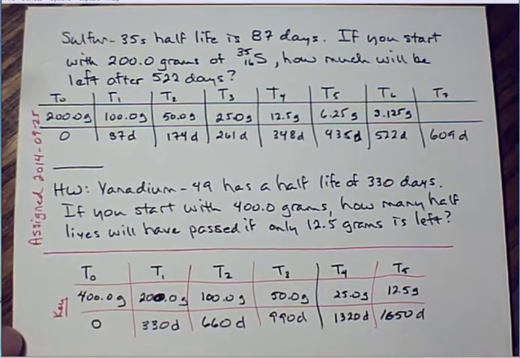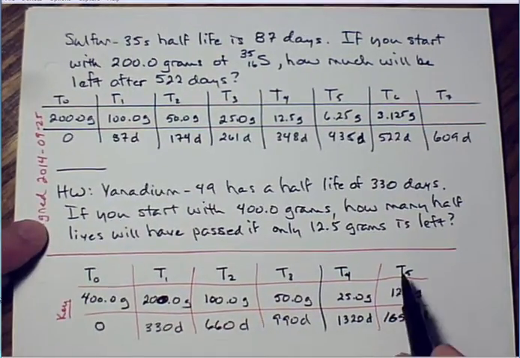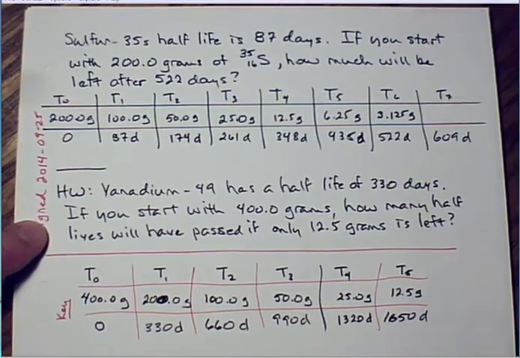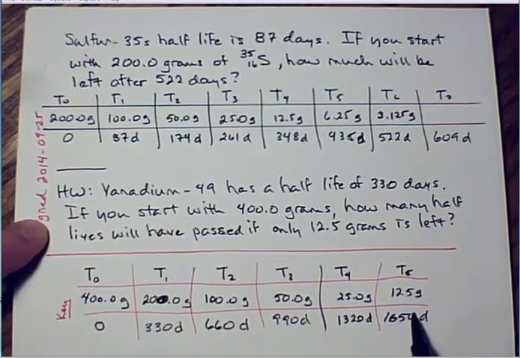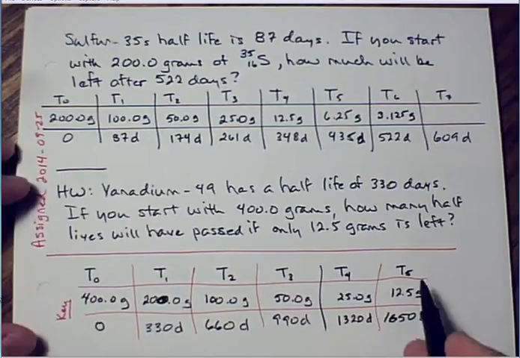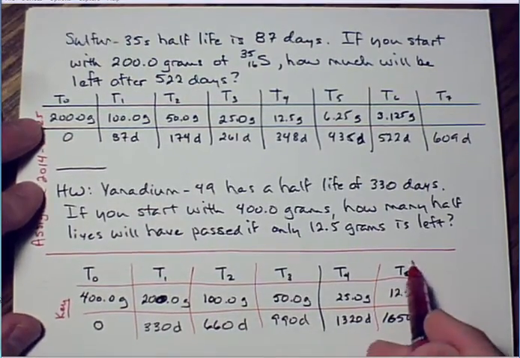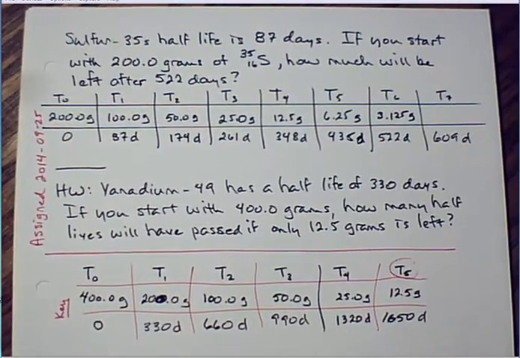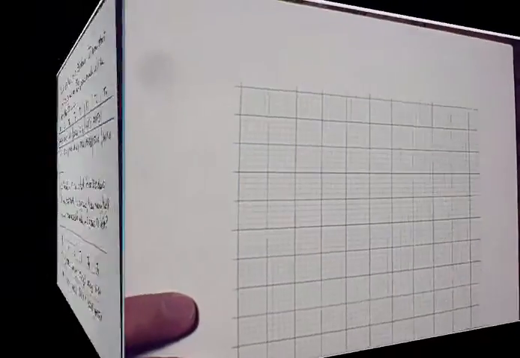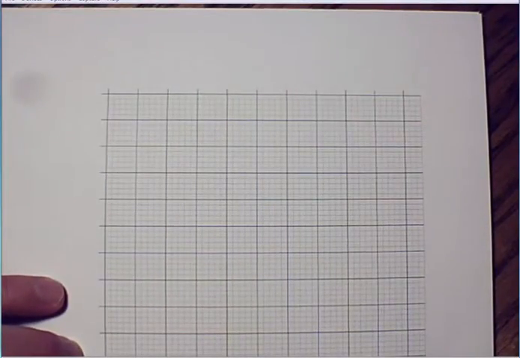Okay? So the question is, how many half-lives will have passed? That's 5 half-lives. The amount of time, the actual days, is 1650. But what the question is asking for is how many half-lives. That's the number right there. All right, let's go through the band of stability then.